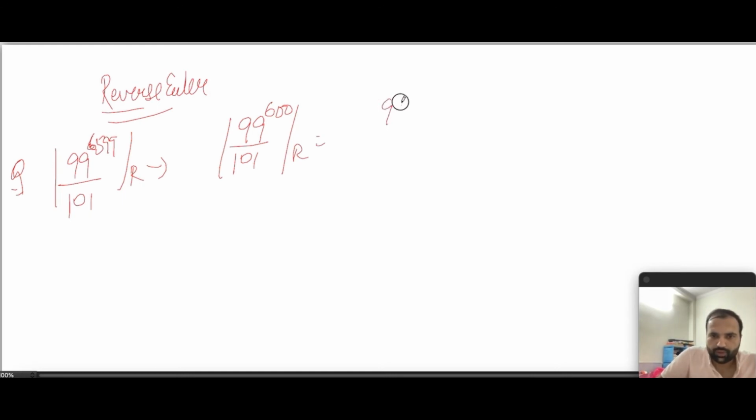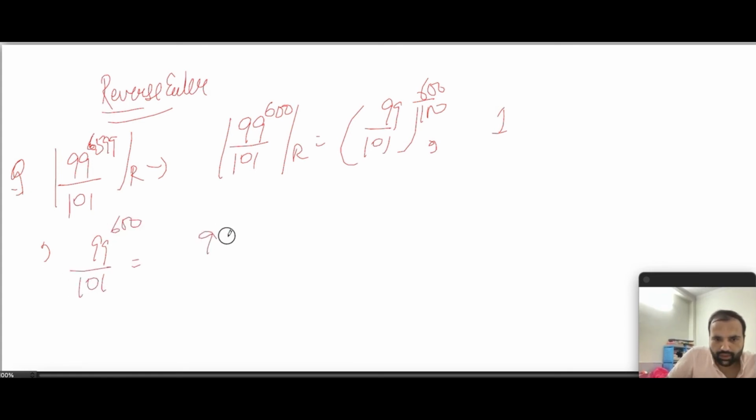Okay, so for 600 what we have to do, 99 by 101, 101 is a prime number, so 600 by 100, again remainder is 0, so we are going to get 1. So now we can write 99 to the power 600 by 101 as 99 to the power 599 into 99 by 101, which means equal to 101k plus 1, because 101 into something plus 1, remainder is this value.